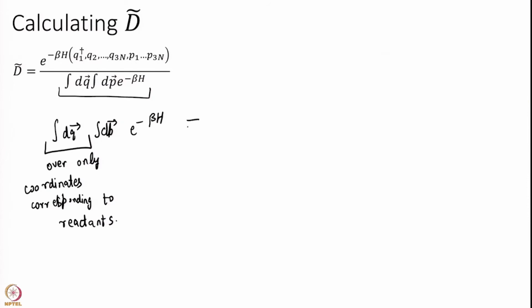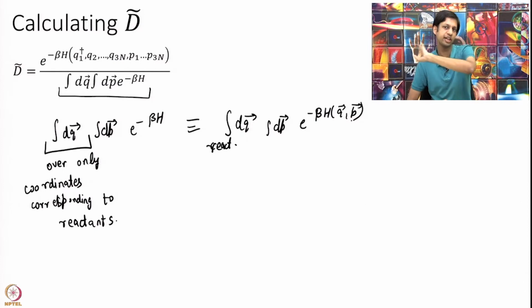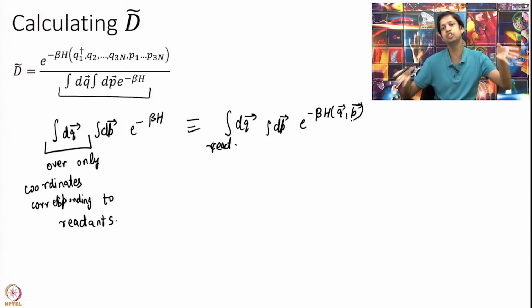So we integrate over reactant configurations only, because we are interested only in one sided flux. We are looking only from reactant to product, forward rate only. To calculate forward rate, I do not want anything to be there in the product side. I want the entire thing to be normalized in the reactant side only.